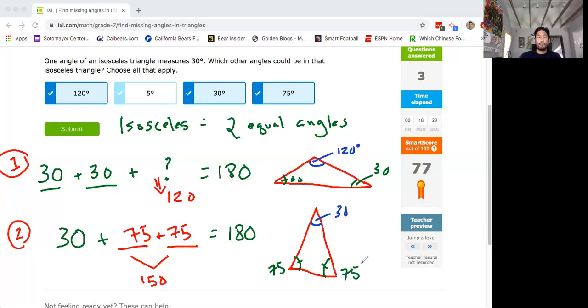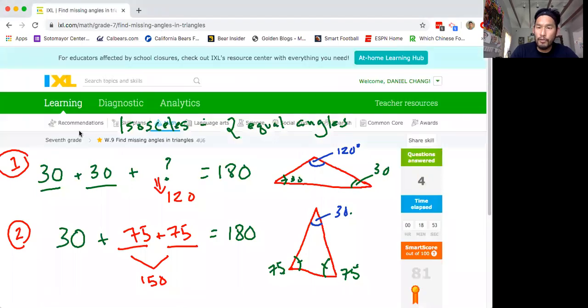So to answer this question, one angle is 30 degrees. So you could have 120, 30, and 30. So you pick the first two answer choices, 120 and 30. Or one angle could be 30 degrees, and then you could have two 75-degree angles. This is as tricky and as interesting a problem as you'll get in 4U6.